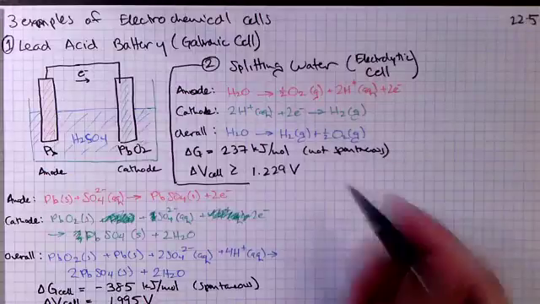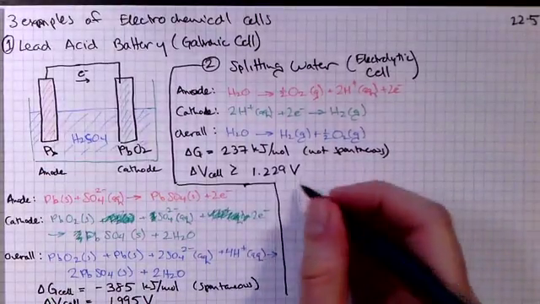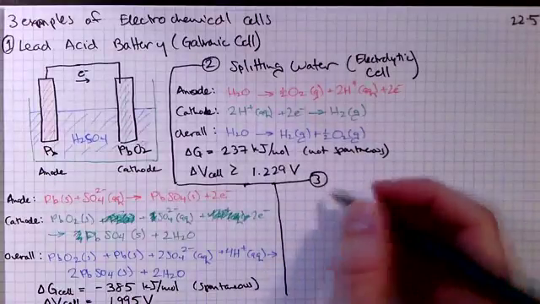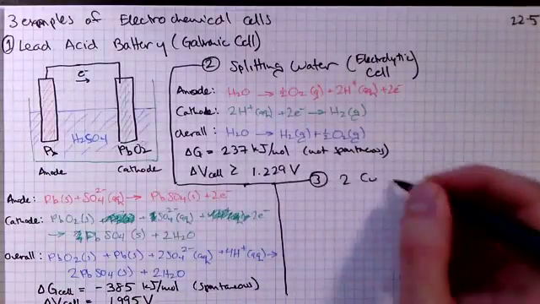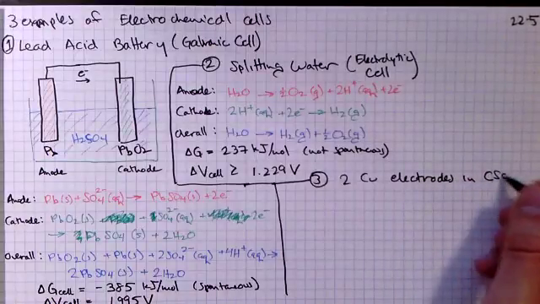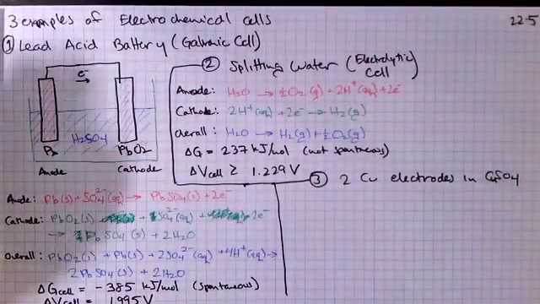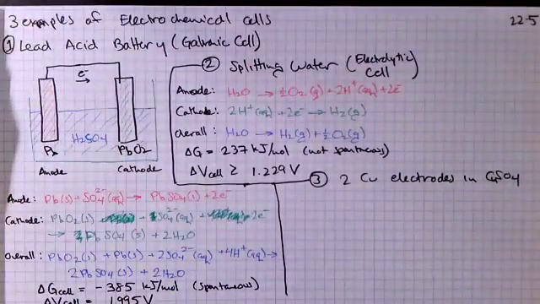Okay, so these are sort of two cases in point, the lead acid battery and the electrolytic cell for splitting water. A third case that might be sort of between the two of these would be 2 copper electrodes in copper sulfate Cu solution.